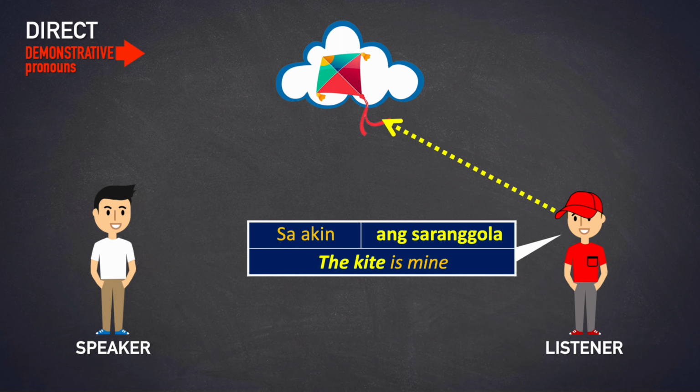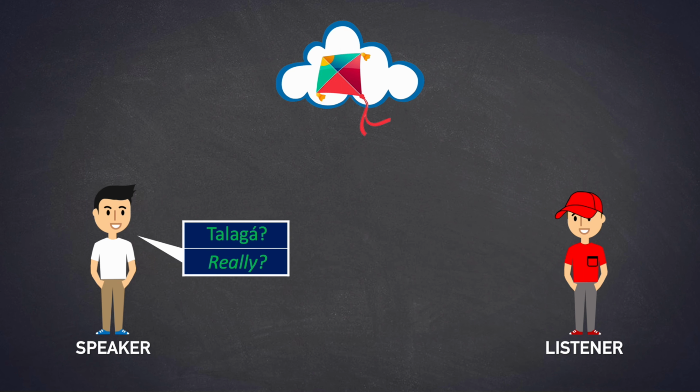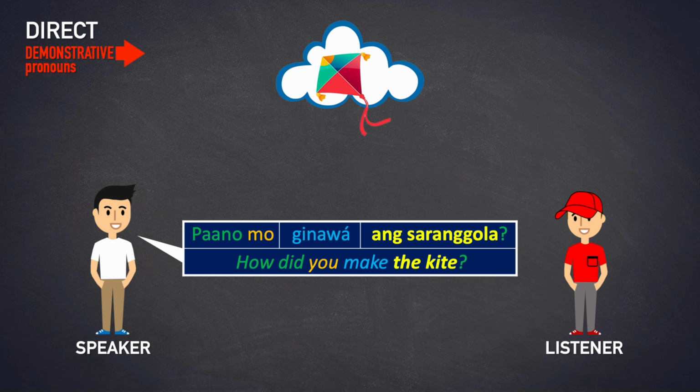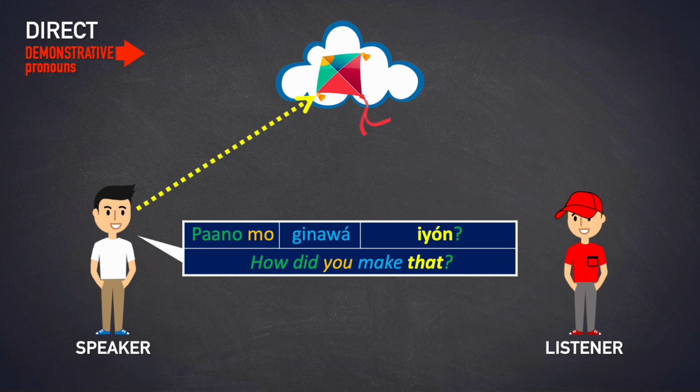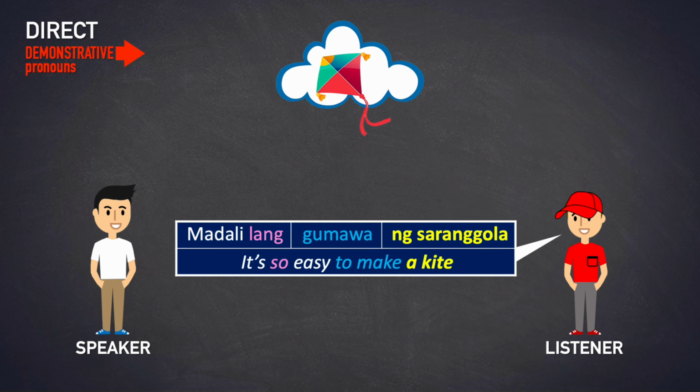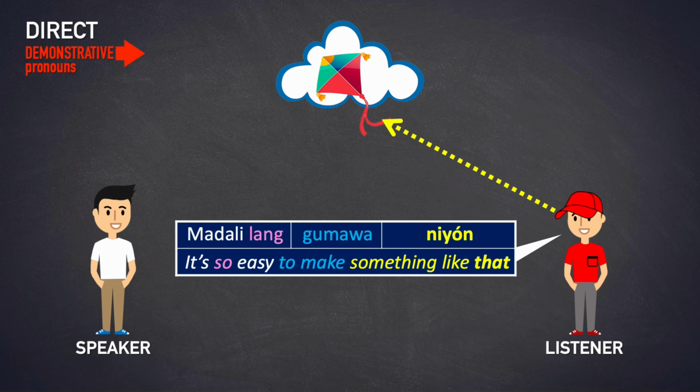Sa akin ang saranggola. The kite is mine. Sa akin iyon. That over there is mine. Ginawa ko iyon. I made that over there. Talaga? Really? Paano mo ginawa ang saranggola? How did you make the kite? Paano mo ginawa iyon? How did you make that? Madali lang gumawa ng saranggola. It's so easy to make a kite. Madali lang gumawa niyon. It's so easy to make something like that.